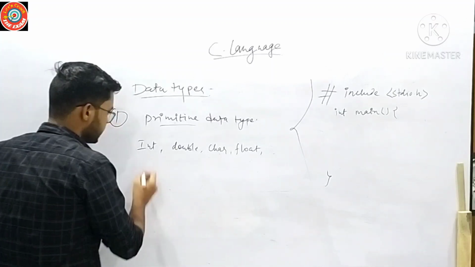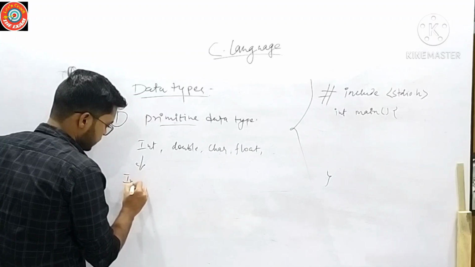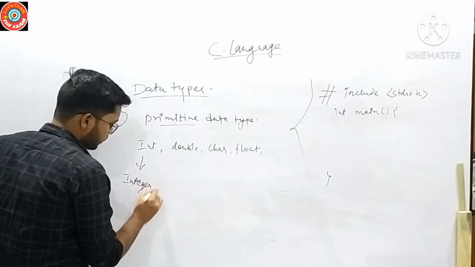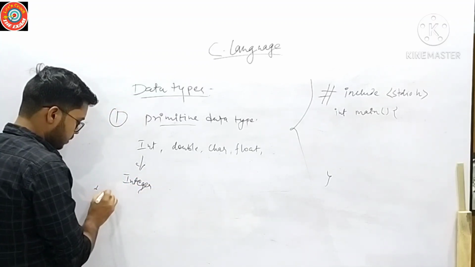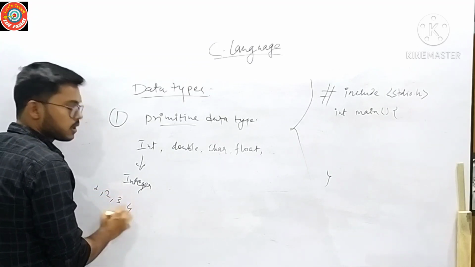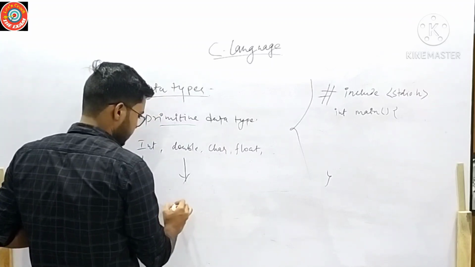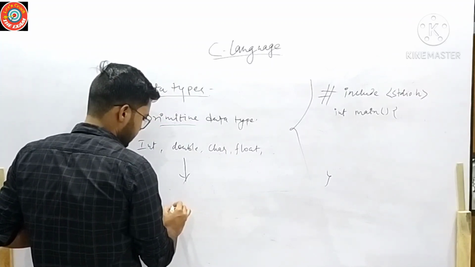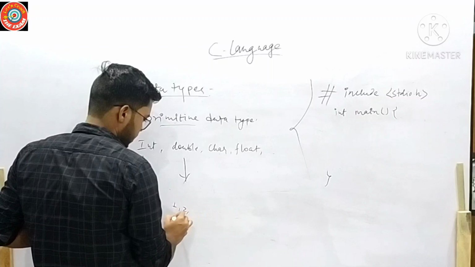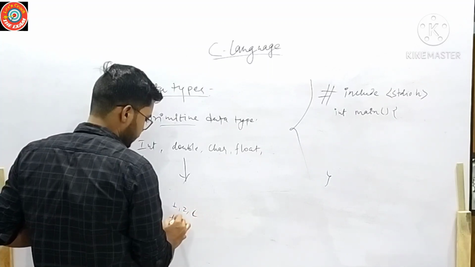Now int is used for integer type data, for example 1, 2, 3, 4. And double is used for integers and also for decimal type data.